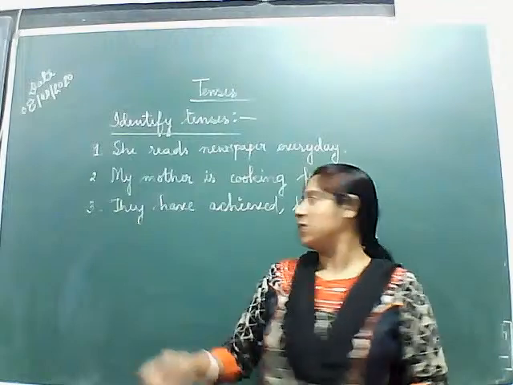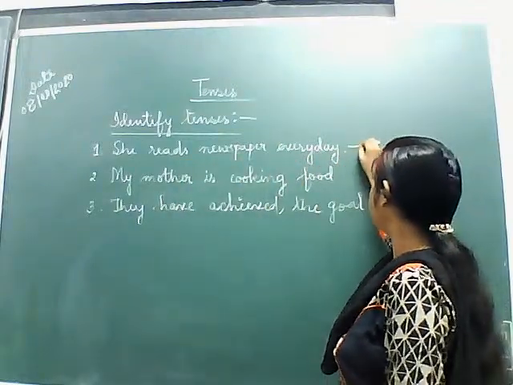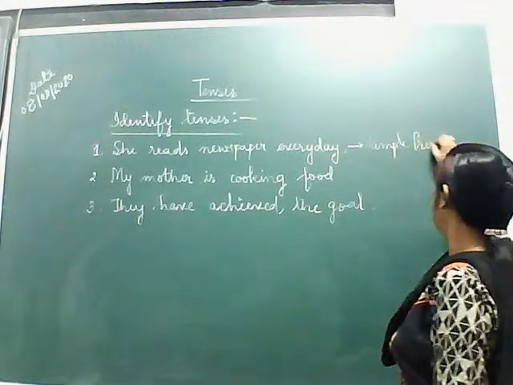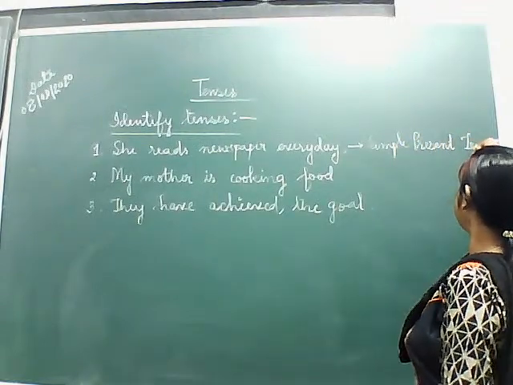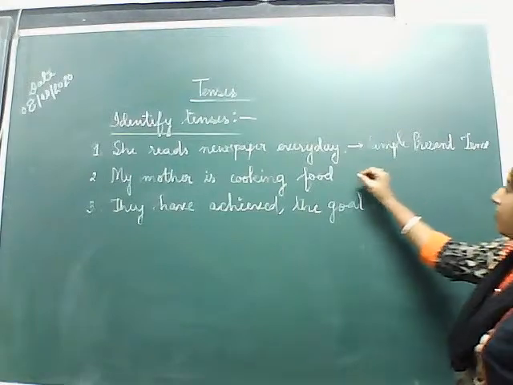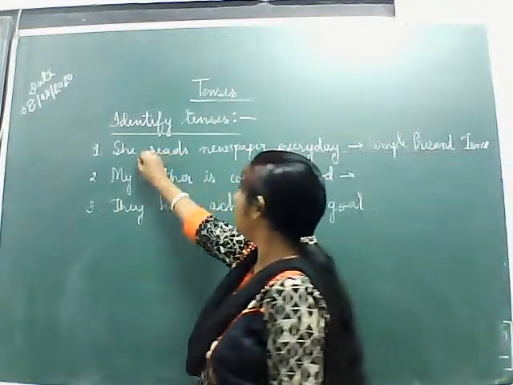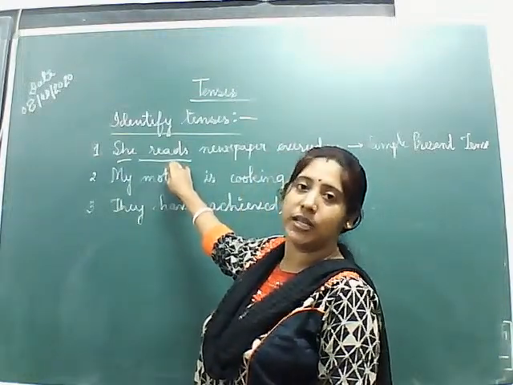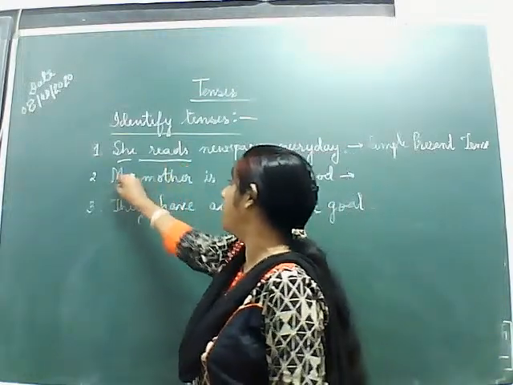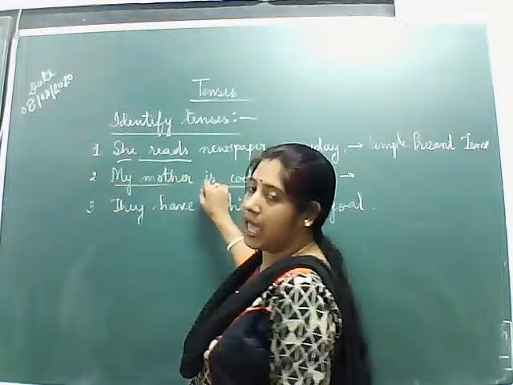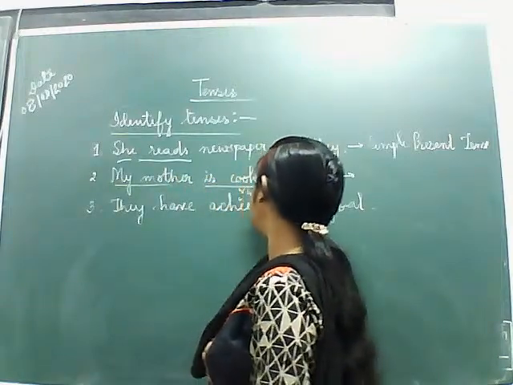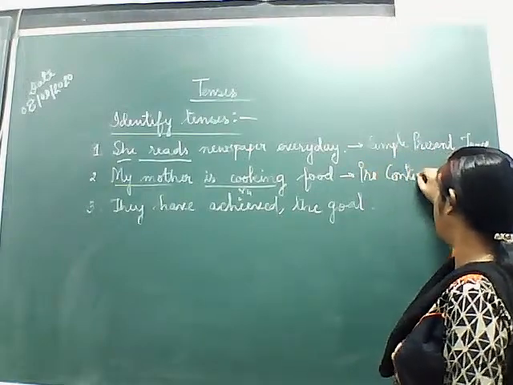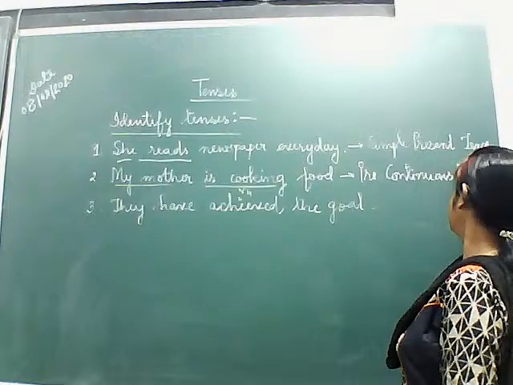So first one, she reads newspaper, is simple present tense. You are correct. She reads: you see, subject and V1 is there, so it is simple present tense. The next one, my mother: subject plus is and V4, so this is present continuous tense. You should follow this.